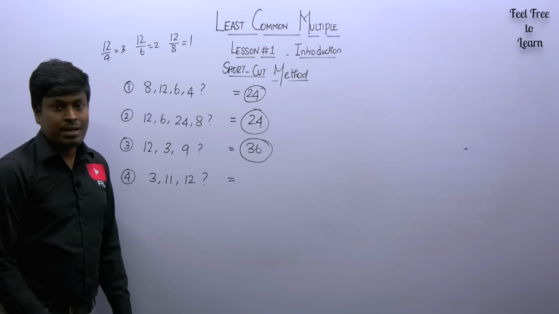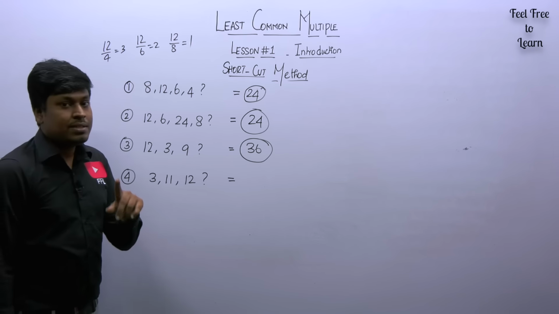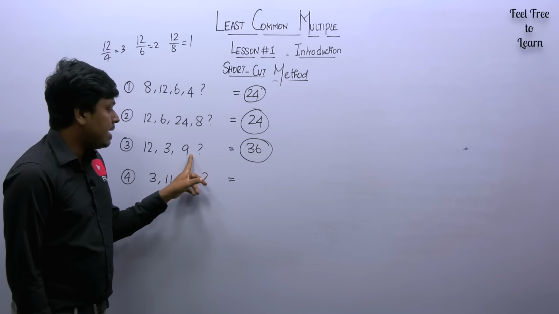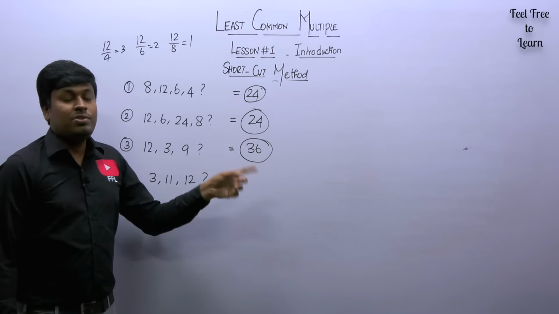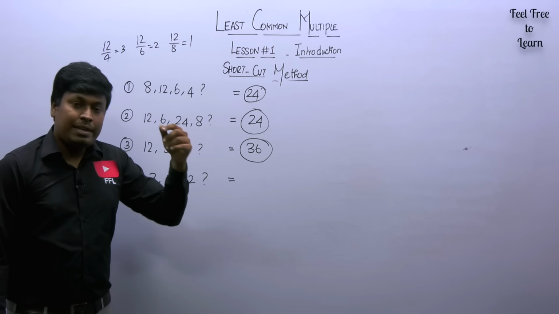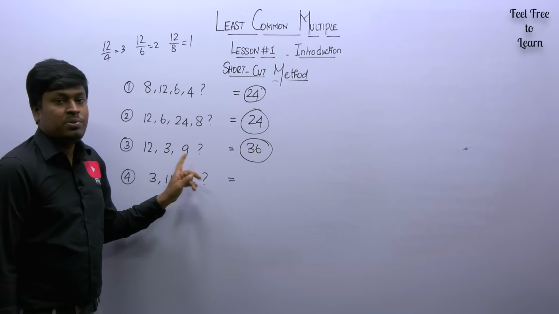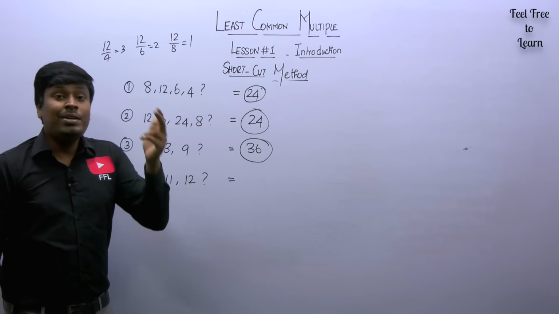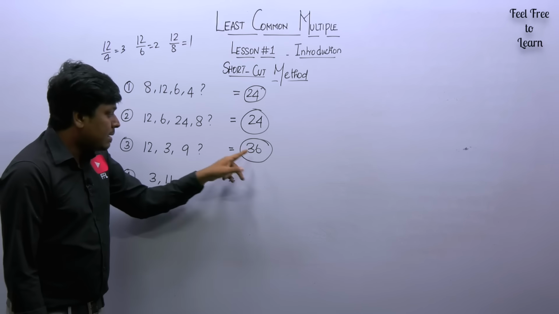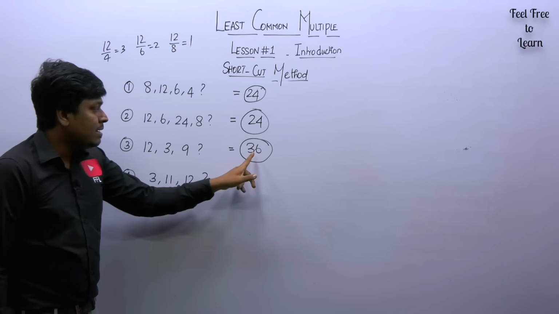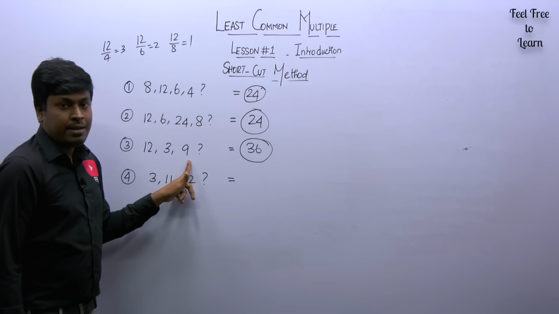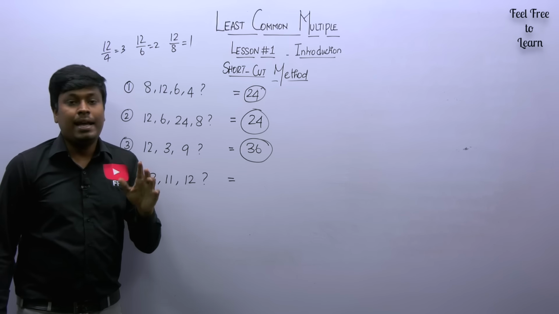So friends, understood, right? First I have checked whether 12 is divisible or not. 12 is not divisible by 9. So 12 is not an LCM. 12 into 2, 24. 24 is again not divisible by 9. So 24 is not the LCM. 12 into 3, 36. Yes, the number 36 is divisible by 3. Number 36 is divisible by 9. So we are saying that 36 is the LCM.